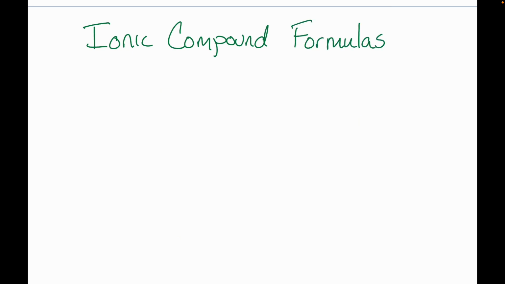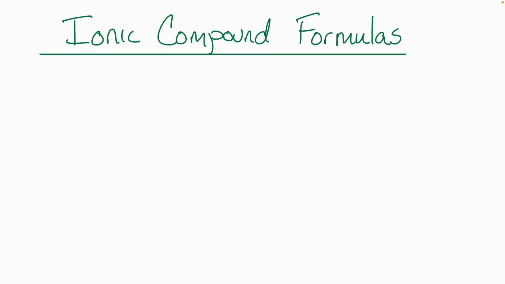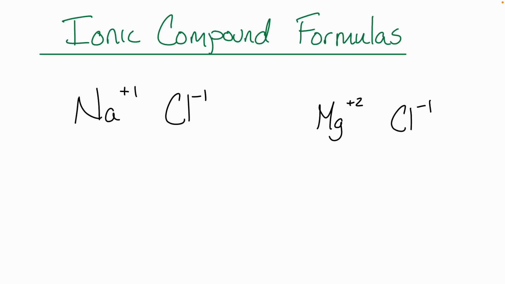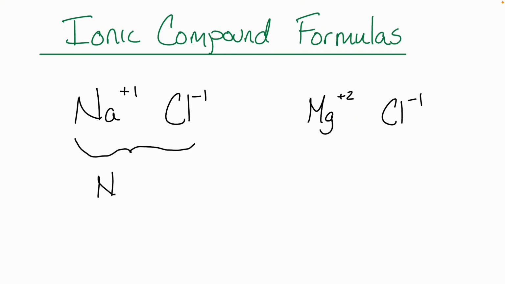All right, so next step now is these formulas. Let's start off with a few easy examples, and then we'll make sure that we can see how we're getting these. If I'm going to make a compound with sodium ions and chloride ions, these will come together as NaCl.